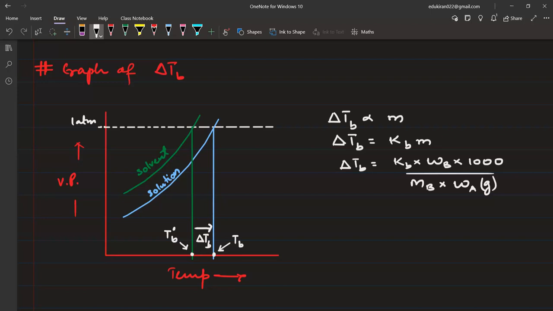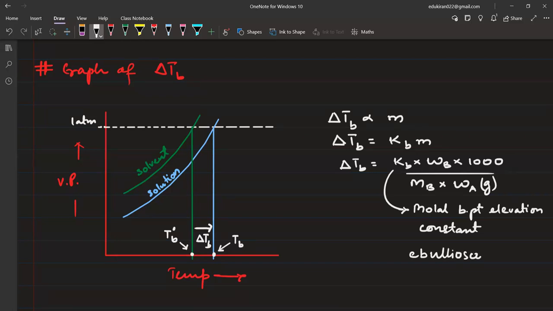Now, what is this KB? You know WB, MB, W and everything. KB is known as molal elevation constant, or molal boiling point elevation constant. Another name is ebullioscopic constant. Ebullioscopic constant. Okay, so write this down. Let me know once you're done.